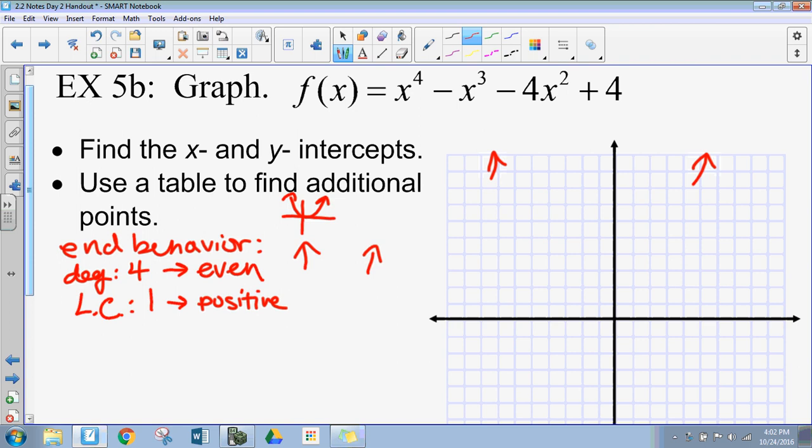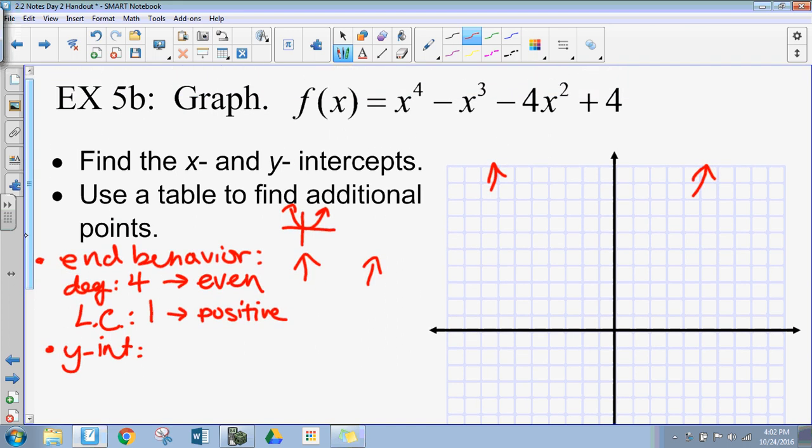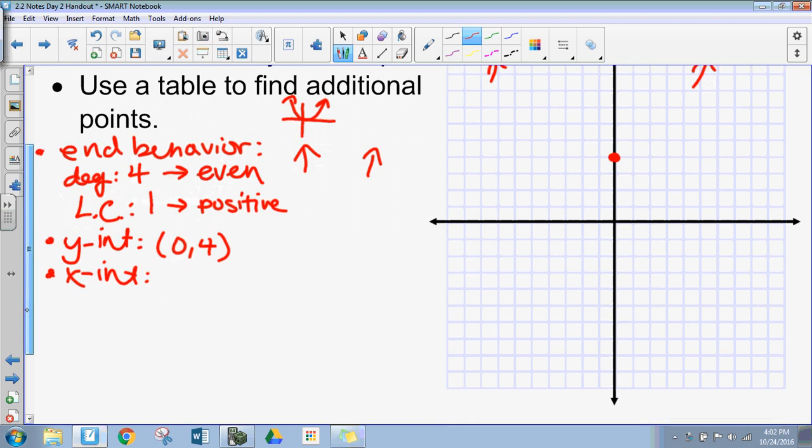And now we're going to find our y-intercept. So you should be able to find this by hand. Plug in 0. All of those x's are going to go away, and you're going to have 4. So our y-intercept is 0, 4. So that's going to be up here, 1, 2, 3, 4. And then you're going to find your x-intercepts by hand, or by using the graphing calculator.